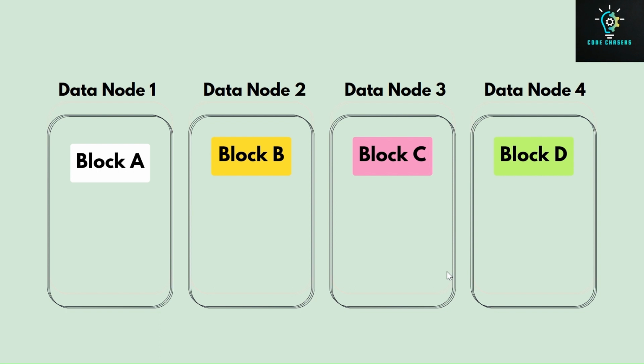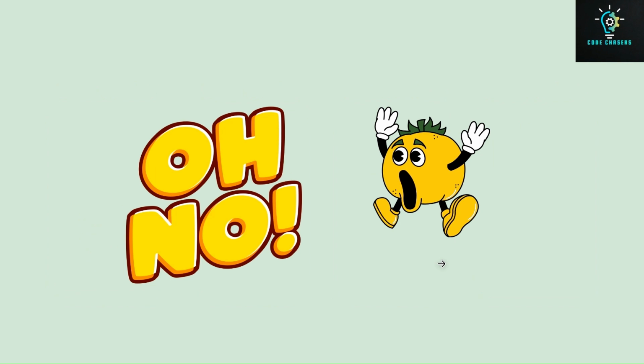Now, you can ask me a question. Hey Madhu, Hadoop has arranged blocks A, B, C, D in data nodes 1, 2, 3, 4 respectively. That is well and good. But what if data node 1 fails? Yeah, code chaser, to answer your question, if data node 1 fails, that means the data present in data node 1, that is the data corresponding to block A, is lost. Our precious data is lost.